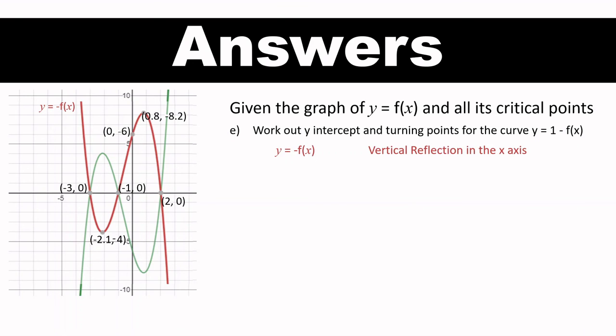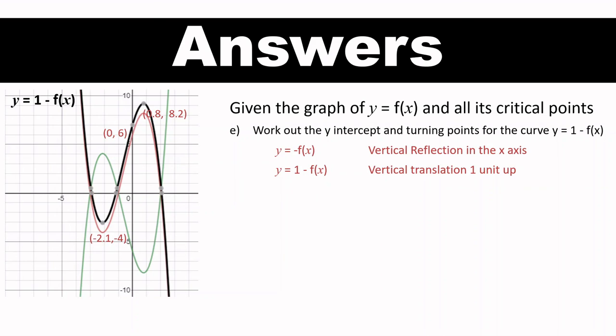So that's moved all of my y coordinates from the negatives up to the positives and from the positives down to the negatives. My roots stayed in the same place because they were on the x-axis and a reflection in the x-axis didn't move them at all. Next, I need to add 1 to this function because this is 1 minus f of x, not just minus f of x. So I'm going to shift that graph vertically upwards 1 unit, as you see here in black.